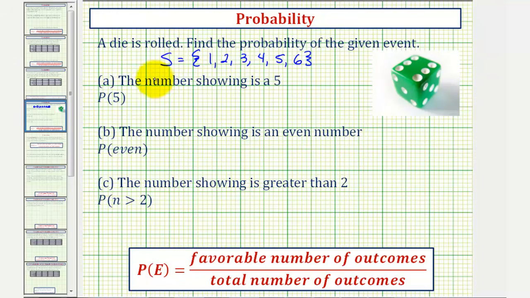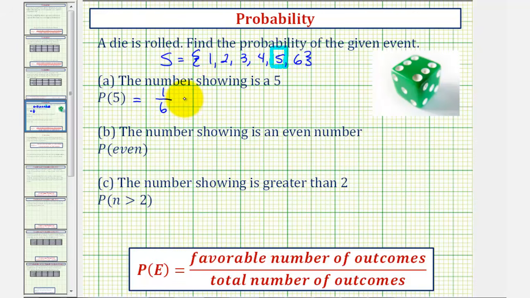So for part A, we want to determine the probability that the number showing is a 5, which we can write like this. Notice how from the sample space we can see there's only one favorable outcome given here by the number 5, and therefore the probability of rolling a 5 would be 1 divided by 6, or 1/6. Probability can be expressed as a fraction, decimal, or percentage, so let's give all three forms of the probability.